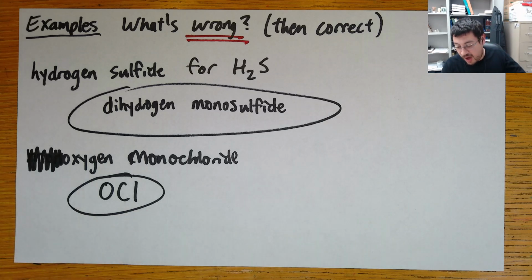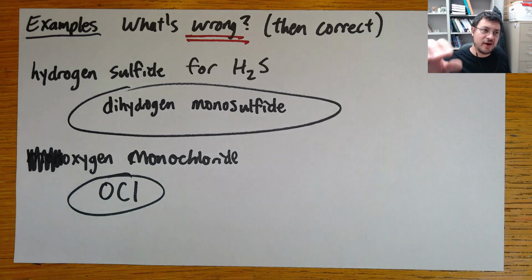So, all right, that's molecules. And up next for naming, we're going to get to ionic compounds where you have a cation, typically a metal cation, and an anion. All right, take care.